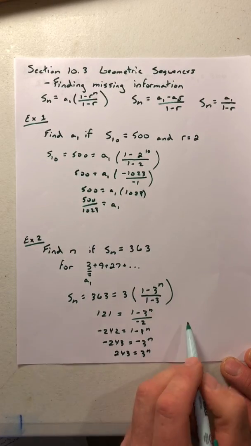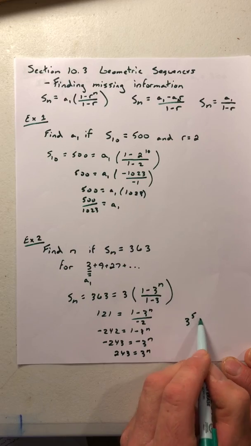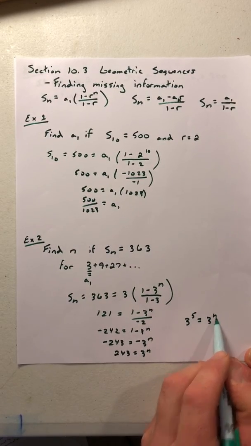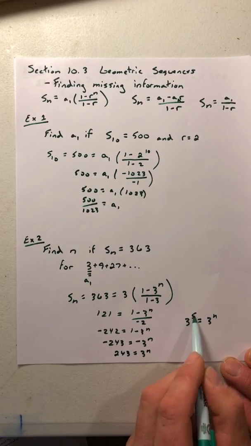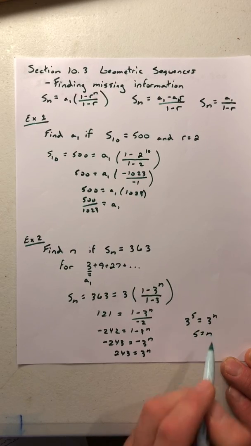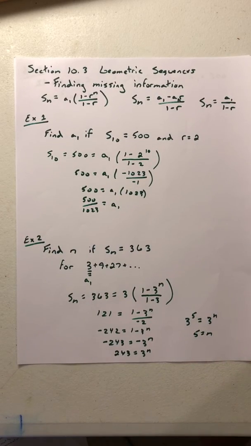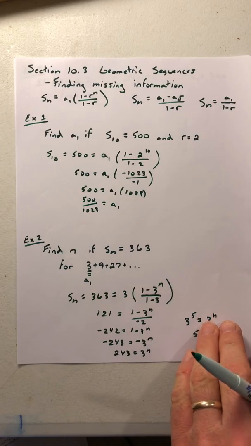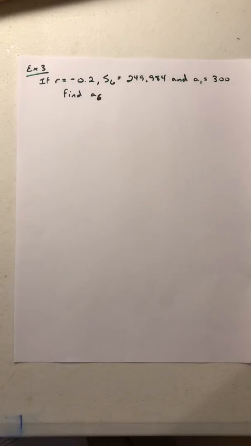Well, what do I know about 243? 243 is 3 to the 5th, and that's going to equal 3 to the n. If my bases are the same, my exponents have to be the same as well. So 5 is going to equal n, and that's what we're looking for.